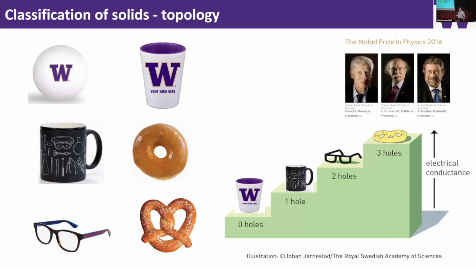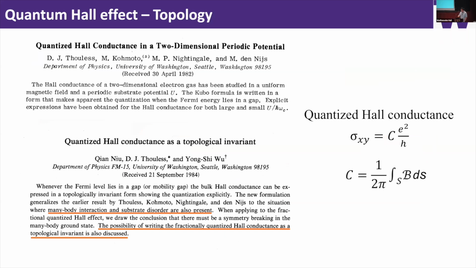And so what David Thouless realized is that in electronic systems, there's a topological invariant that can be used to describe the electrical conductivity. So that leads to the quantized Hall plateaus in the quantum Hall effect. So here's the work from David, going back to the 1980s. The first paper was on quantized Hall conductance in a two-dimensional periodic potential.